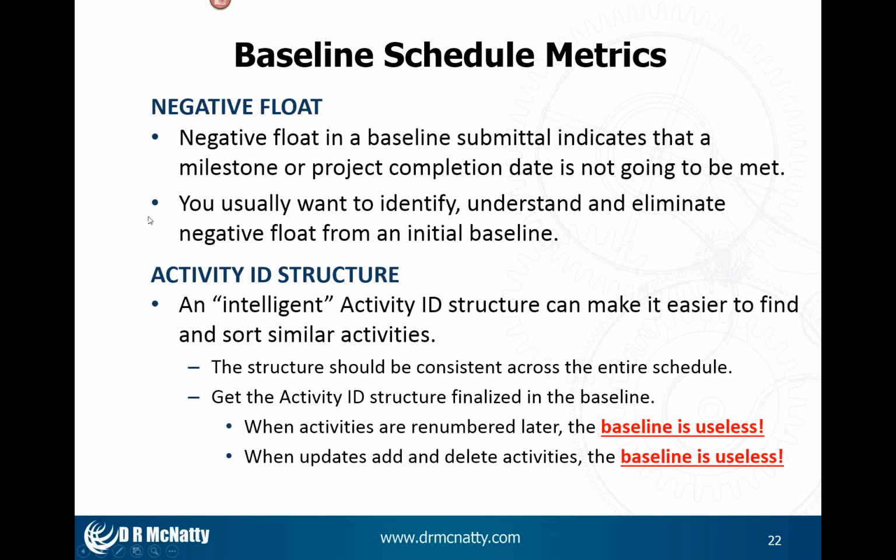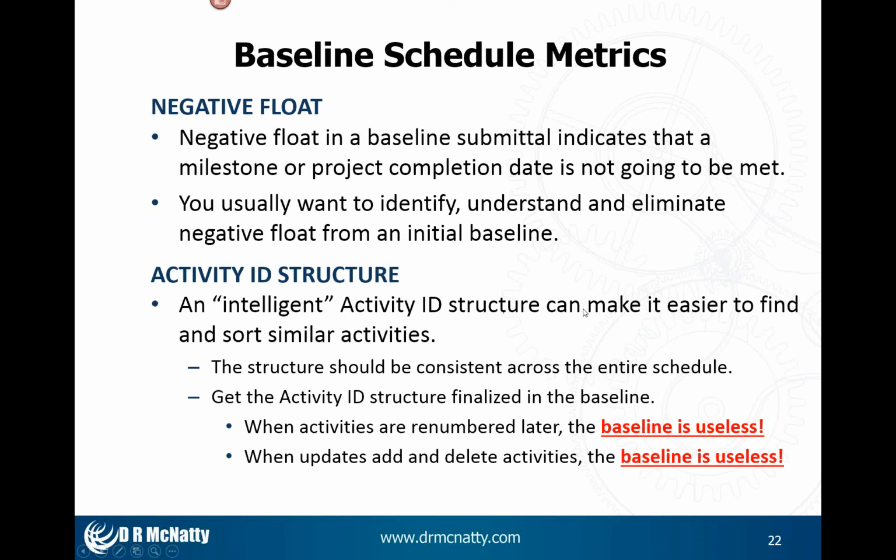Negative float in the baseline submittal indicates that something's not going to happen on time. So a milestone of the project completion isn't going to happen on time. You usually want to identify it, understand it, and eliminate it. Now, I did say that I have seen an original baseline that was accepted with negative float because there was a disagreement. The two parties agreed to disagree, but went forward with the original baseline saying that the project couldn't be done on time.